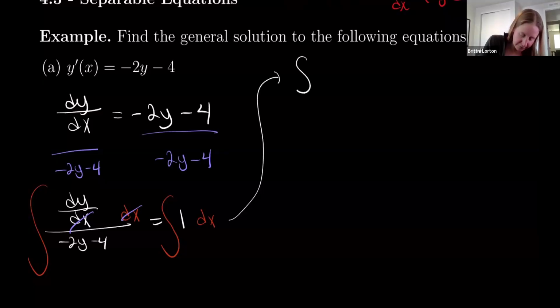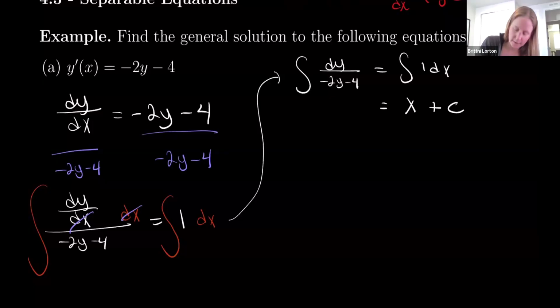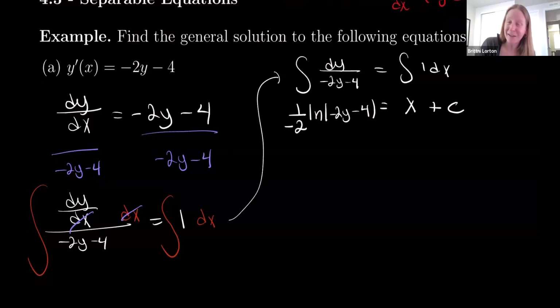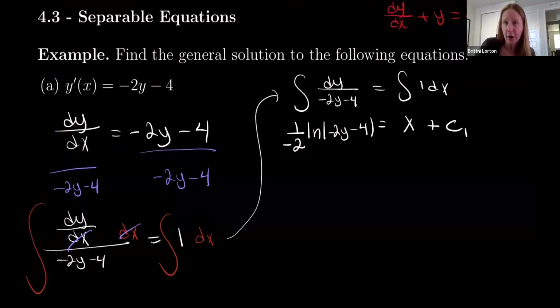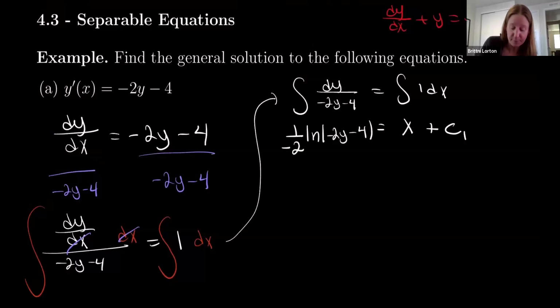On the left-hand side, I'm just going to rewrite what I have. I had a dy over negative 2y minus 4. And then I had the integral of 1 dx. So on the right-hand side, it's x plus a constant. On the left-hand side, it's linear on the bottom. So I do get an ln, but don't forget to divide by the constant multiple, just like we've been doing. And I'm going to call that constant C1 because we're not done with this problem. We have to do all the algebra now, and this is what's going to make 4.3 a little bit harder. What I mean by doing all the algebra is you have to keep going until you get y equals something.